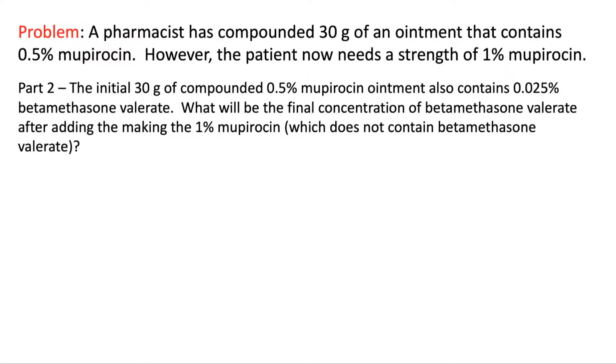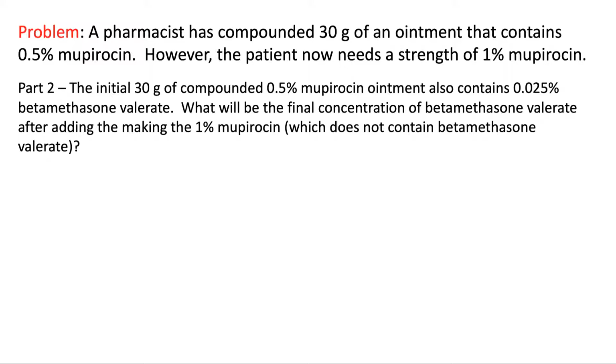All right, let's stay with this same problem, but let's move on to a different part. Now that we've combined our 2% with our 0.5% to make essentially 45 grams of our 1%, here's something we didn't already know. It says that the initial 30 grams of our 0.5% mupirocin ointment also contained 0.025% of betamethasone valerate. What will the final concentration of betamethasone valerate be after making the 1% mupirocin?